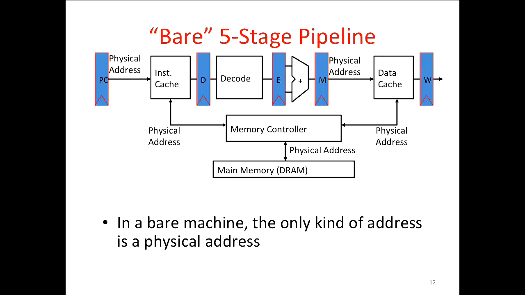These days, the main memory is DRAM, and so the physical addresses generated by the PC go to the cache. When you get a miss, the physical addresses go out to the memory controller. It then reads and writes the lines from DRAM, brings that into the cache, and all of these are physical addresses. So everything in the machine is a physical address. It's a pretty simple, easy setup. This is what we call a bare machine.